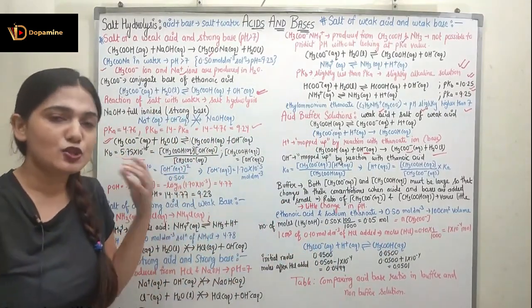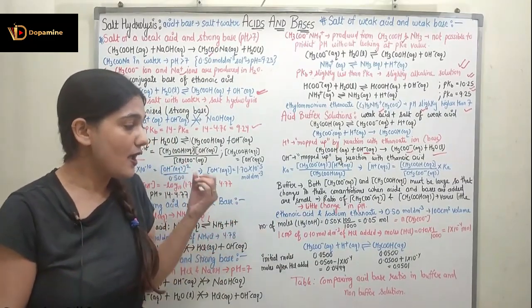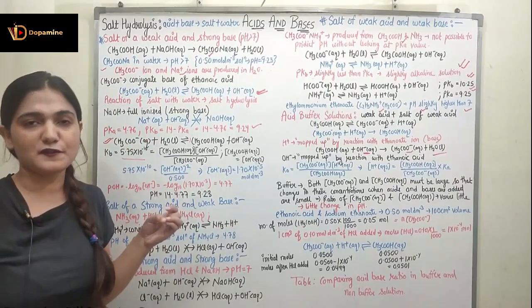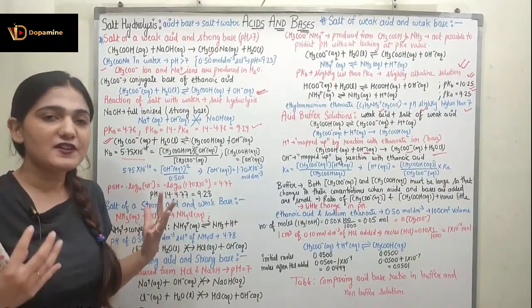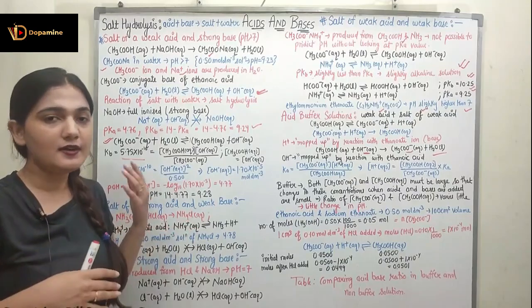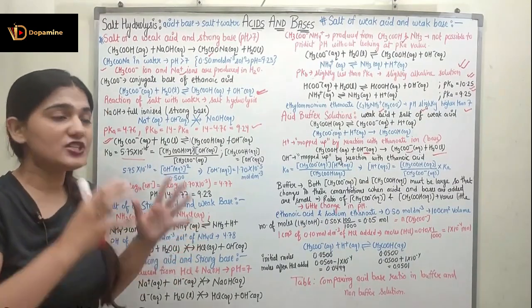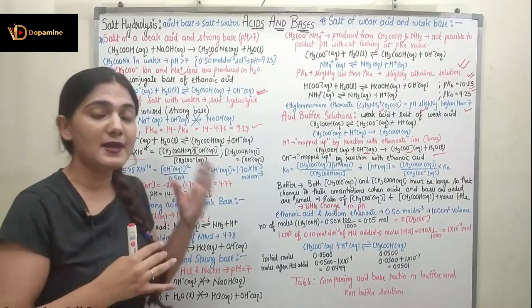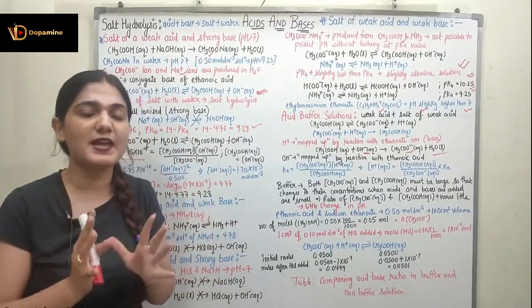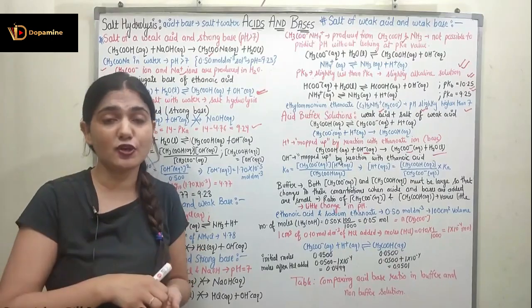The table also shows the comparison between acid and base ratio in a buffer as well as a non-buffer solution. You can see the acid-base ratio in the buffer solution and in the non-buffer solution and how it varies, due to which I can say a buffer has very little change in pH if I add a small amount of acid or a small amount of base.